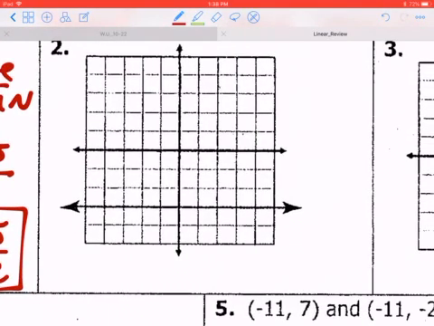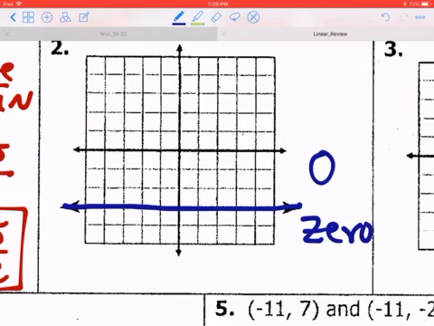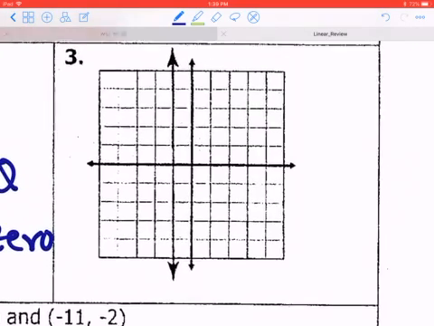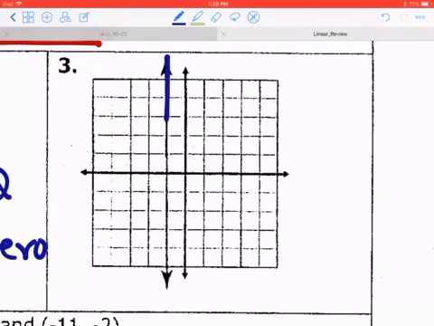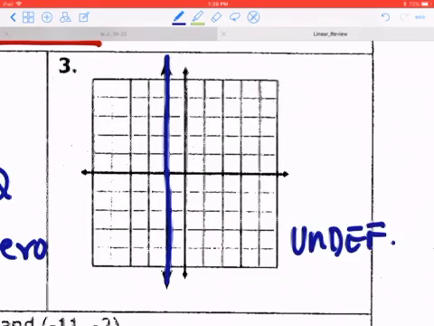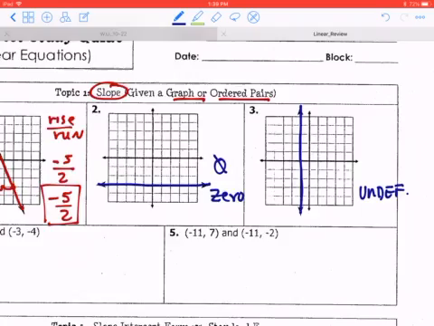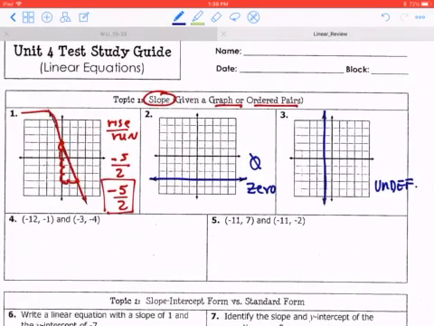This line here, if you look closely with the arrows, it's down here. So when it's horizontal, it's 0 slope. So you could write the number 0 or the word 0. This one here, again, watch where the arrows are at. This line is a vertical line, so it's undefined. So there's a slope when given from a graph.